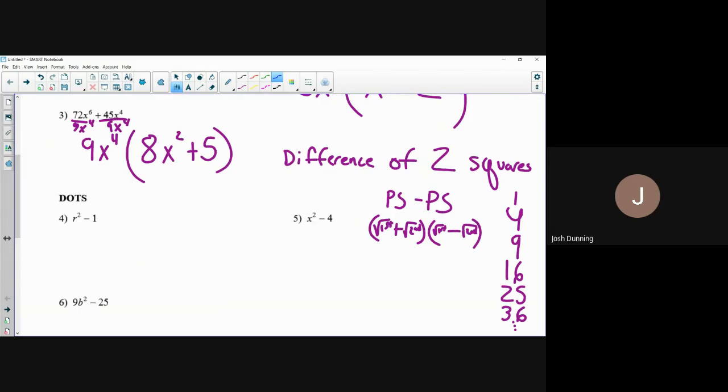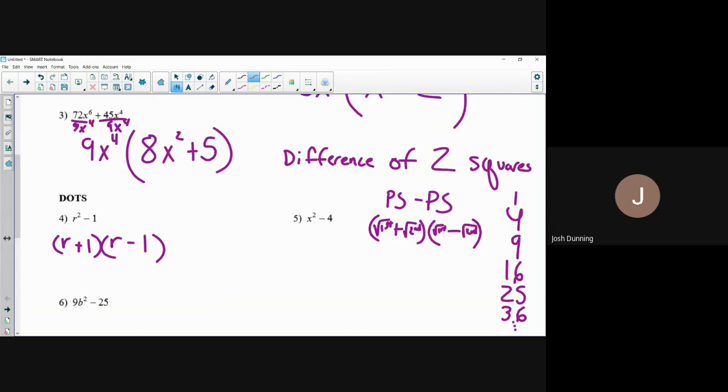Now that probably looks more confusing than this really is. Like number 4, hey, r squared is a perfect square. It says square. 1 is a perfect square, and that's a minus sign. So hey, this is DOTS. Double parentheses. 1 gets a plus, 1 gets a minus. The square root of r squared is just r. Square root of 1 is 1. Done.